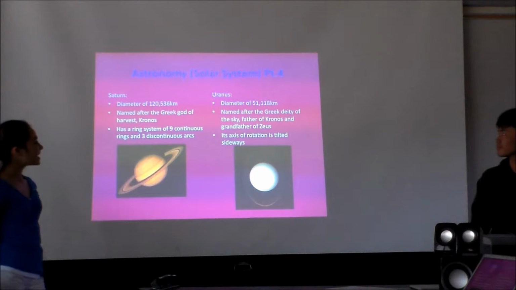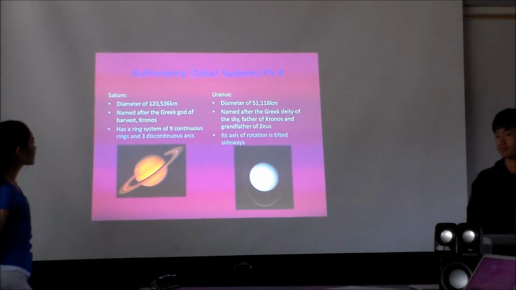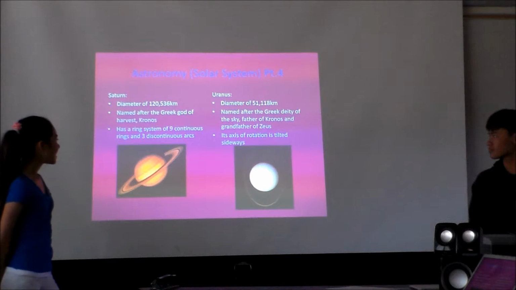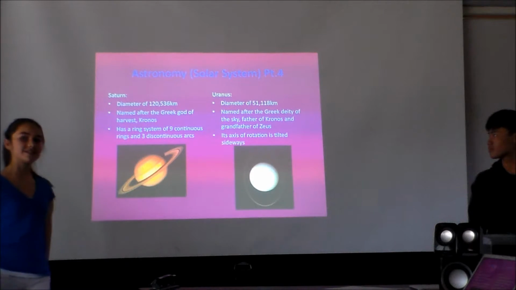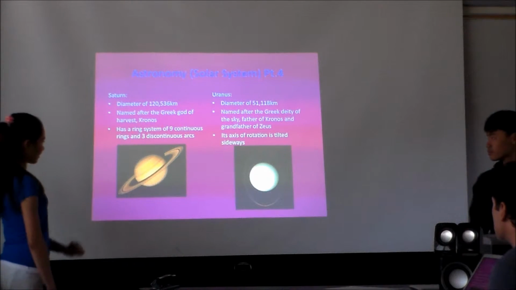Uranus has a diameter of 51,118 kilometers. It is named after the Greek deity of the sky, father of Kronos, and grandfather of Zeus. Its axis of rotation is tilted sideways, and Uranus also has rings just like Saturn.